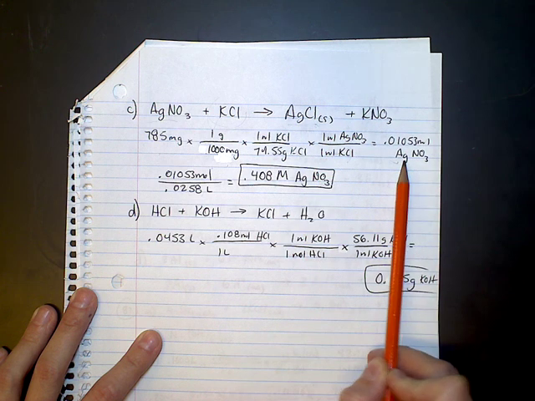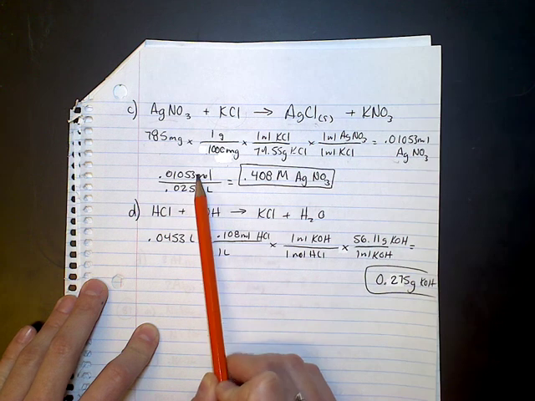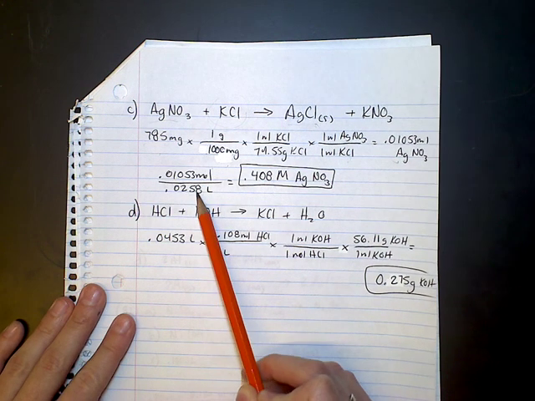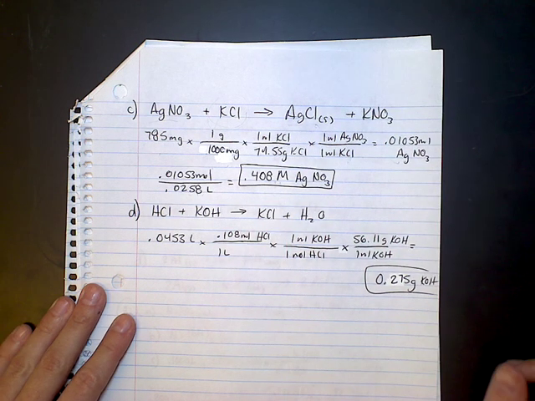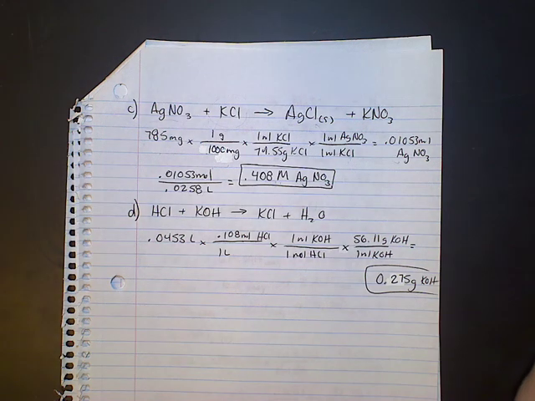So now that we know how many moles we need, we can just plug it into the molarity equation. The problem said, if we have 25.8 milliliters of it, what's the molarity? So you just put moles over liters, and it gives you the molarity. That's how you do C. A lot of the times these problems end up being a lot easier than you think.